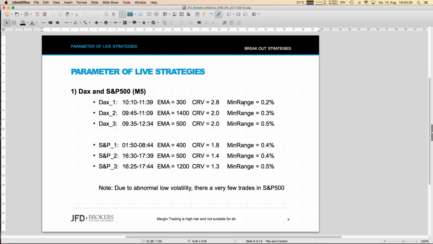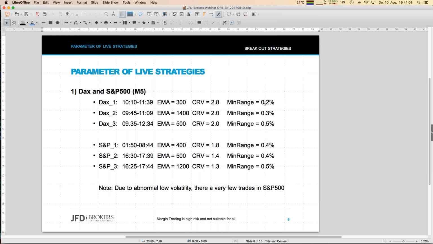And I apply a minimum range in percent. What does it mean? Think about if the DAX creates a price range within that time range, let's say upper limit 12,050, lower limit 12,000, then my relative minimum range simply means 12,050 minus 12,000, upper limit minus lower limit, would be 50 in this case, and then divided by the lower limit.